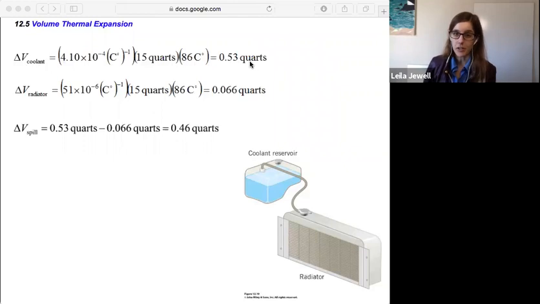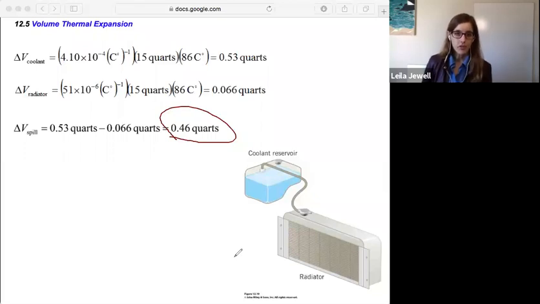but we aren't going to lose all of that because the radiator does increase in size. So we can put in that 51 times 10 to the minus 6 inverse Celsius degrees times 15 quarts times the same change in temperature, 86 Celsius degrees. It comes out to 0.066 quarts. The radiator gets a little bit bigger, not by a lot, but a little bit, so we don't lose quite as much coolant to the reservoir. So the delta V, the overflow volume, is going to be how much the coolant increases minus how much the radiator container increases. So it comes out to 0.46 quarts.